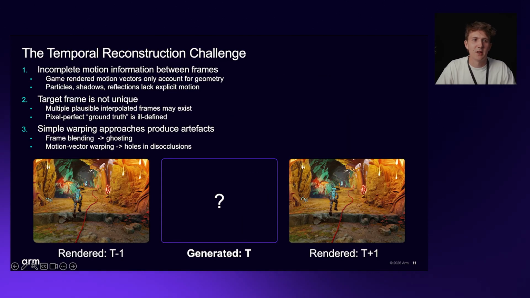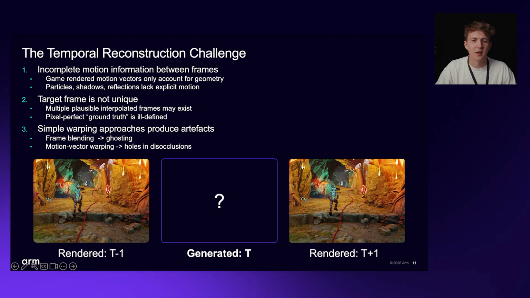So let's talk about the challenges associated with this. Generating the intermediate frame might be harder than it first appears. To start with, you might have incomplete motion between frames. Game motion vectors mainly describe geometry. They don't fully capture particles, shadows, reflections, and so we don't have a complete picture of how every pixel moves in a scene.